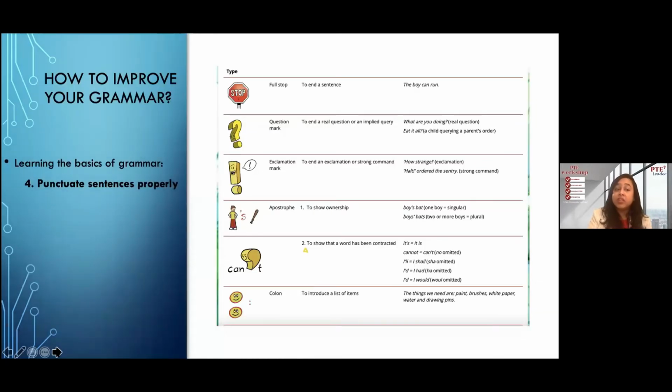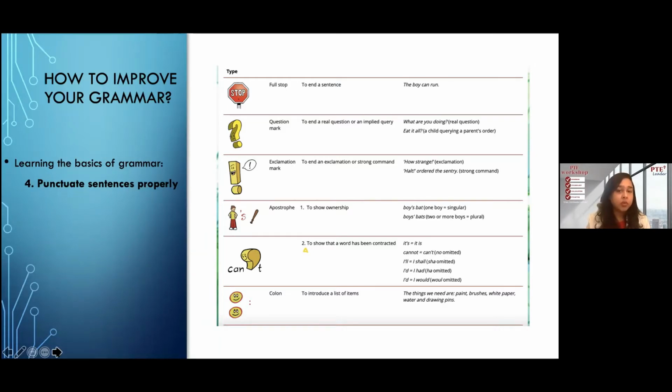And last but not the least, punctuation. Punctuation is very important when you are writing an essay, when you are writing write from dictation questions or summary in the PTE test. Now, what is punctuation? Full stop, comma, exclamation, semicolon, colon, all of these things are punctuation. And all of those things have specific rules to use in a sentence.